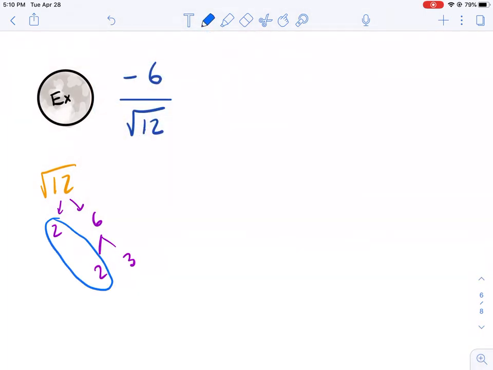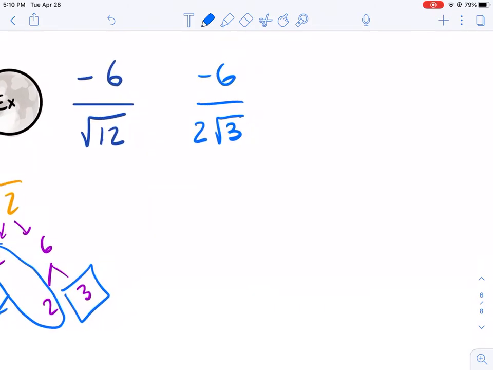Now, you can't leave the house behind the radical sign unless you have a pair, unless you have a date. So only one of the pairs can leave the house. So a 2 is going to leave the house. But the 3 has to stay home. He has to stay in the radical because he does not have a pair. So it ends up being negative 6 over 2 radical 3.